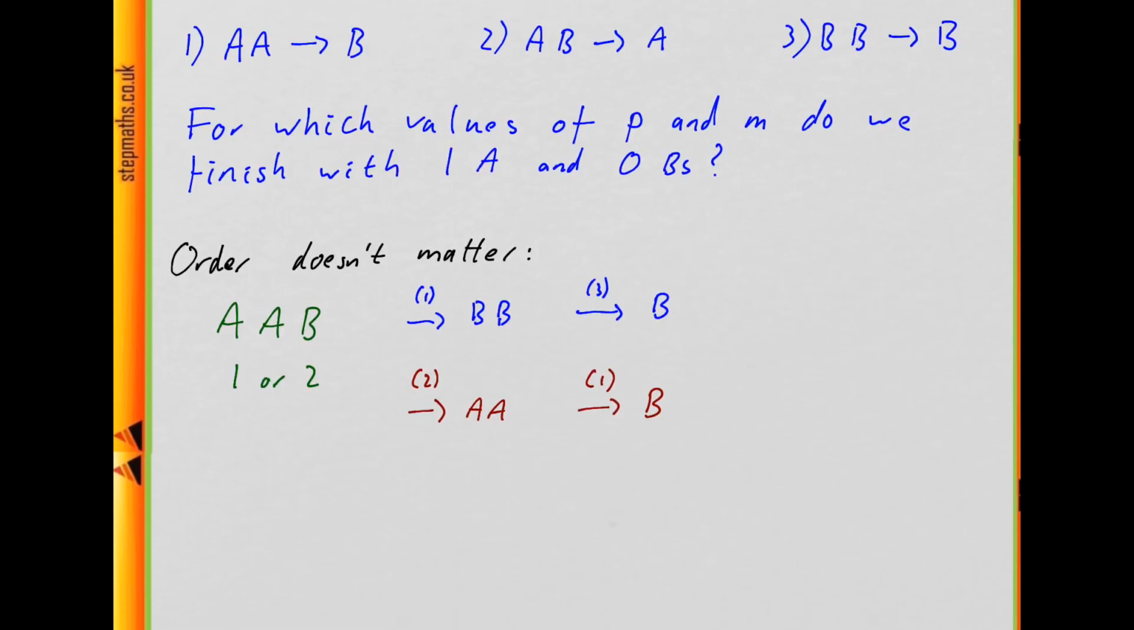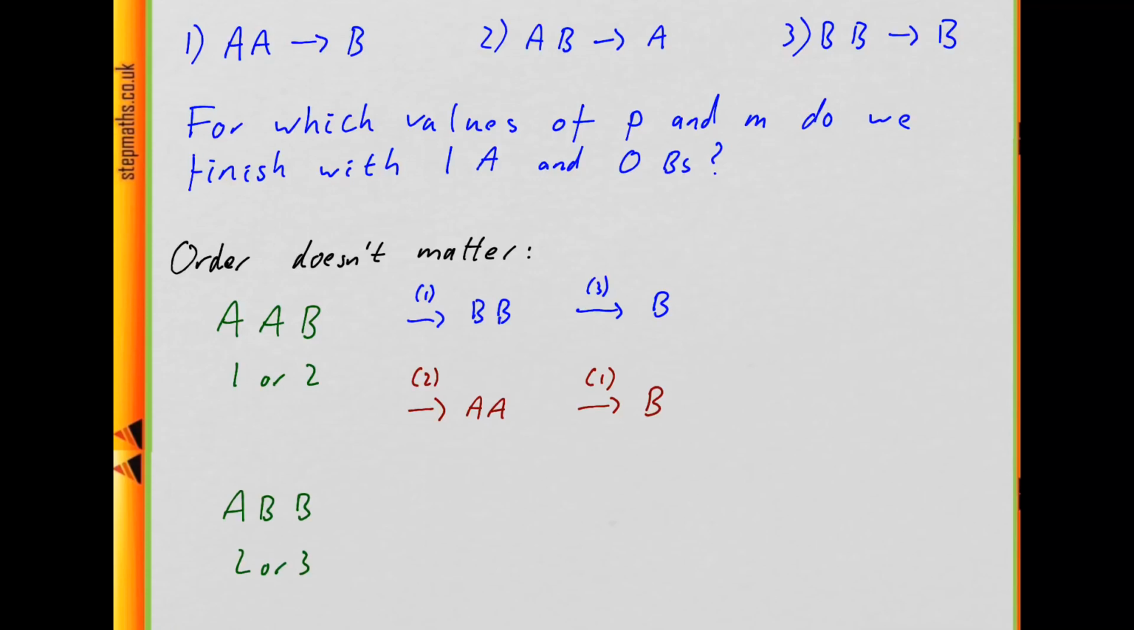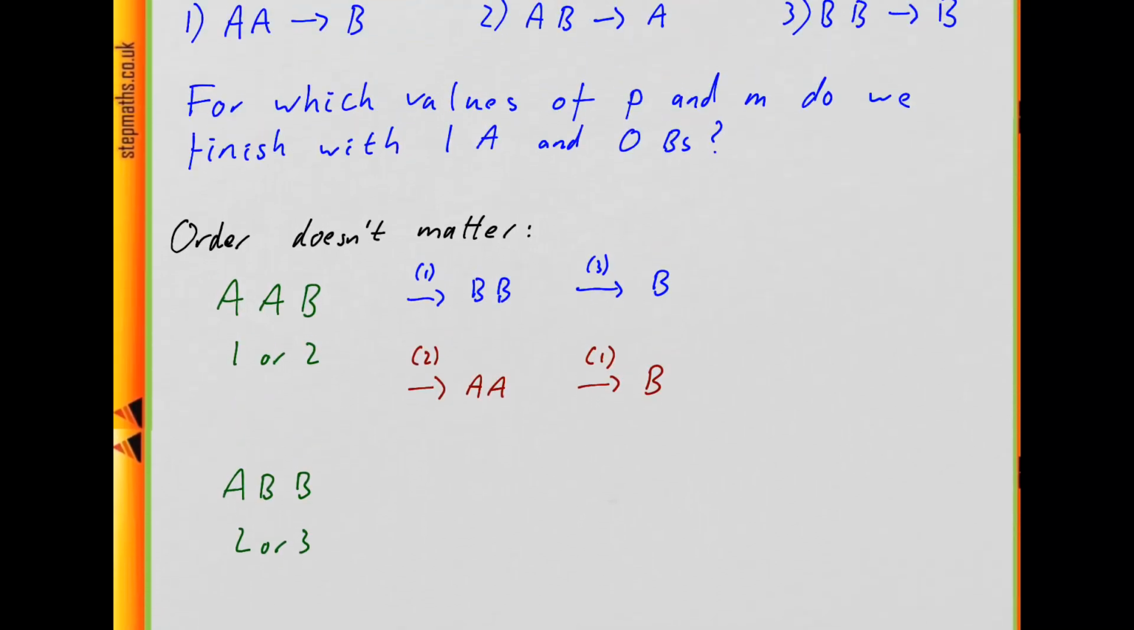What's the situation in which we have rules 2 and 3? That would be ABB. So if we do this, then we can apply rule 2 and the AB just goes to an A, and then we have to apply rule 2 again. It gets us to an A. And if we apply rule 3 instead, well, we just get to AB this way, and then again rule 2 takes us to an A.